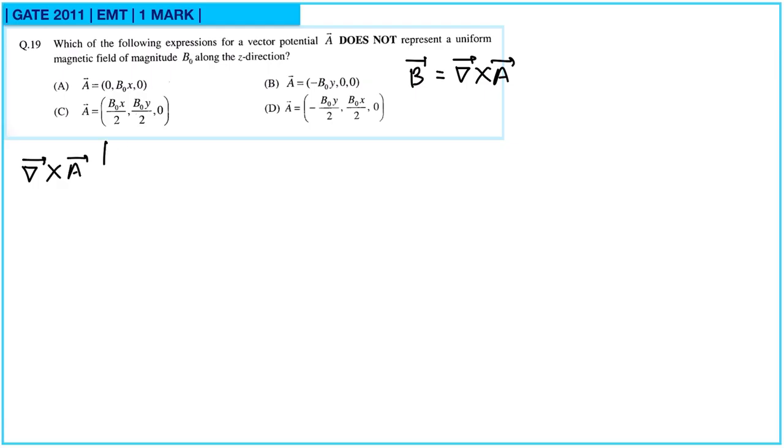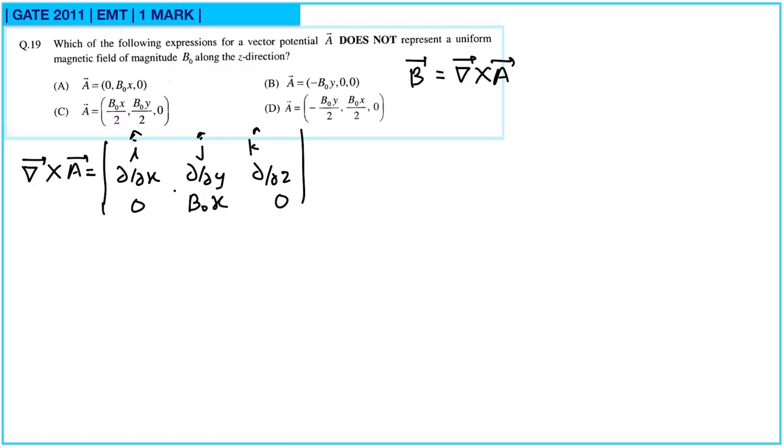So del cross A bar is equal to the determinant with I cap, J cap, K cap, dou by dou x, dou by dou y, and dou by dou z. For the first case, this is 0, B naught x and 0. So this will be equal to 0, the first two terms will be 0 and the last term will be K cap into B naught. So this will be B naught into Z cap, and B bar is this B naught into Z cap. So this is following, so option A is correct. Then second one, del cross A will be equal to the same thing.